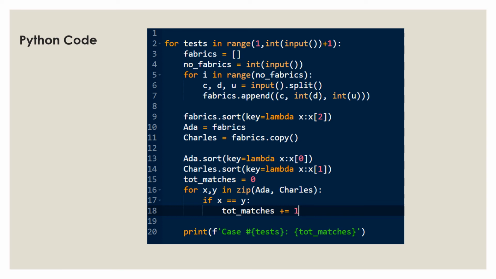Once we do this sorting, we quickly loop through both the lists. Every tuple is compared with each other, and if it is matching, then we add 1 to total matches. It keeps on adding up, and then we display the output.